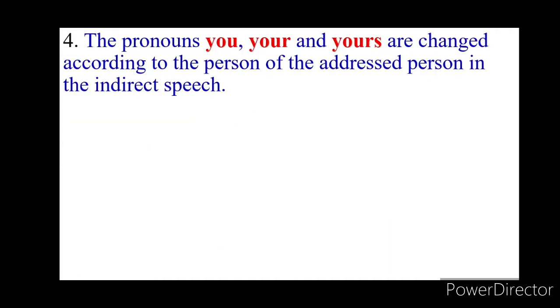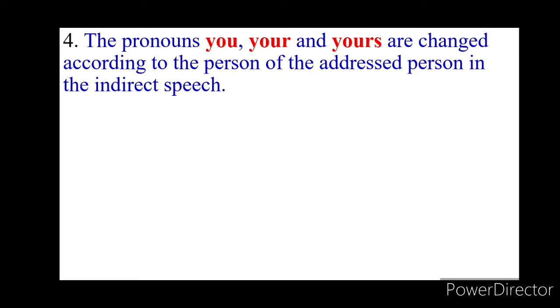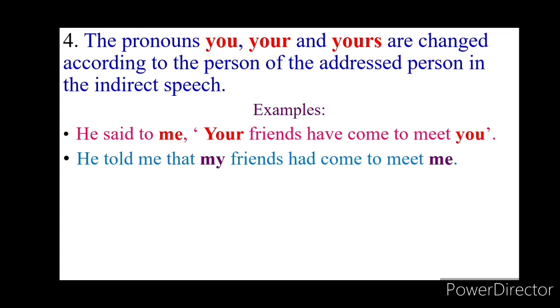The pronouns you, your, and yours are changed according to the person of the addressed person in the indirect speech. Let's understand them with some examples. He said to me, "Your friends have come to meet you." In indirect speech, he told me that my friends had come to meet me. Here, me is there and thus my friends. Remember, in indirect speech, the pronouns change depending on the subject of the reporting verb.